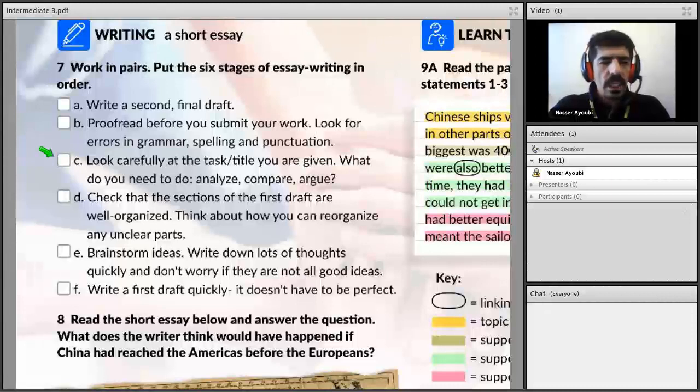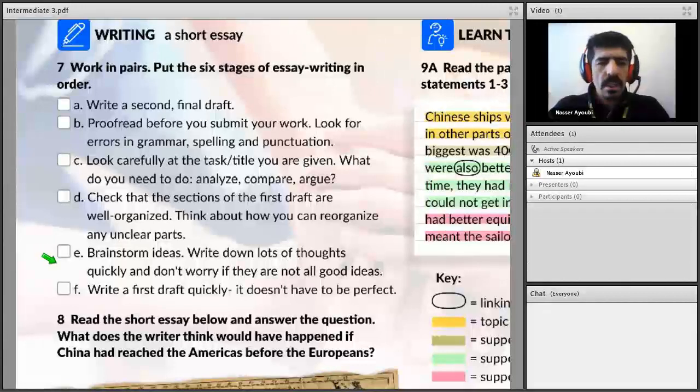Number 2 is E. Brainstorm ideas. Write down lots of thoughts quickly and don't worry if they are not all good ideas. This is brainstorming. When you think about a topic or a title, an idea, a lot of thoughts come across your mind. You have to be alert to catch them, to hunt them, and jot them down, because you will soon forget. In order to prevent this problem, you need to write them down quickly. The order is not important. It's not important if the ideas are not good. Just write them down, then you are going to think about them. So E is number 2.